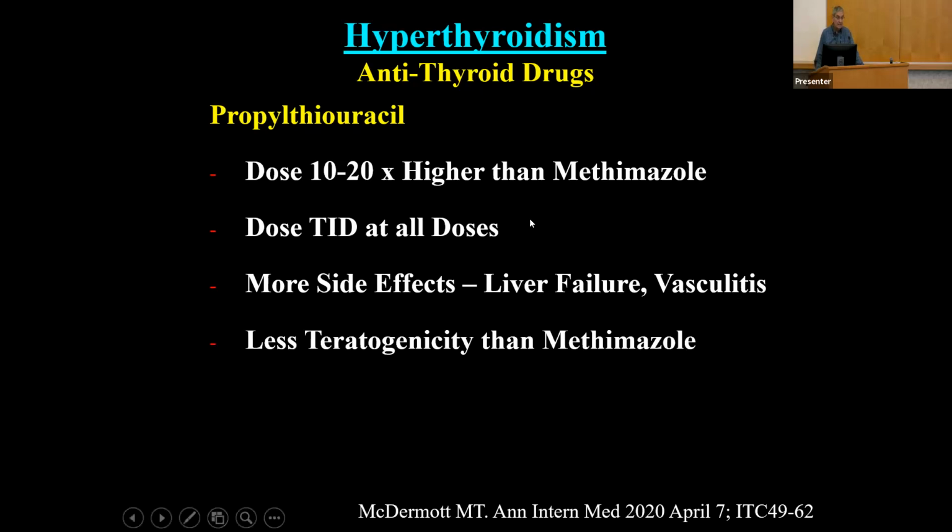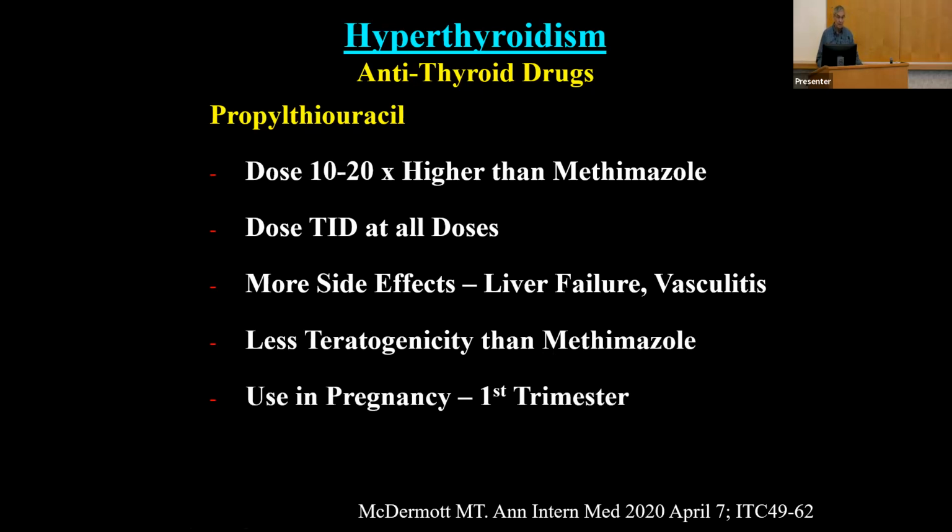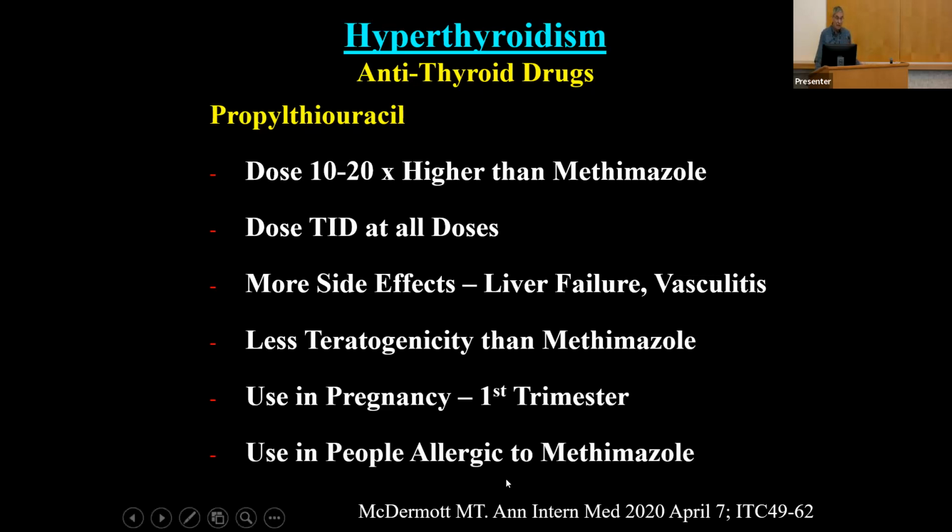On the other hand, if women who are pregnant take an antithyroid drug, propylthiouracil has significantly less teratogenicity than methimazole. And so when women either are diagnosed with Graves' disease during pregnancy, or they become pregnant while having Graves' disease, we switch from methimazole to propylthiouracil for the entire first trimester when organogenesis is occurring, to avoid the teratogenicity of methimazole. And then we switch back to methimazole in the 2nd and 3rd trimesters, so we avoid some of the liver toxicity. The other time we use propylthiouracil is in people who are allergic to methimazole.